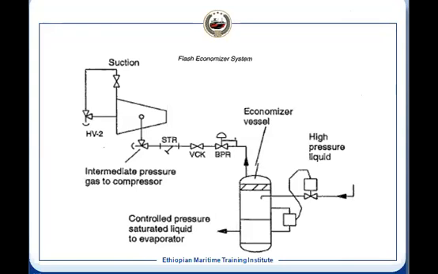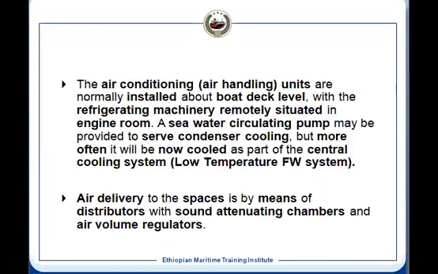So now the air handling unit, where it is installed: usually it is installed on the board deck, at high level, outside the engine room. It can also happen that the refrigerating machinery is located in the same room where the air handling unit is, but it might not be necessary. There are ships designed where the refrigerating machinery is located in the engine room.